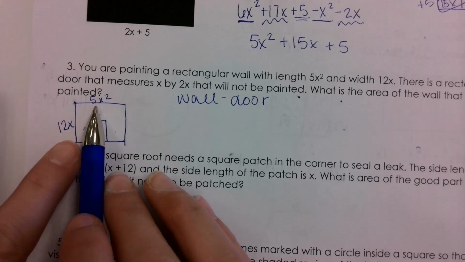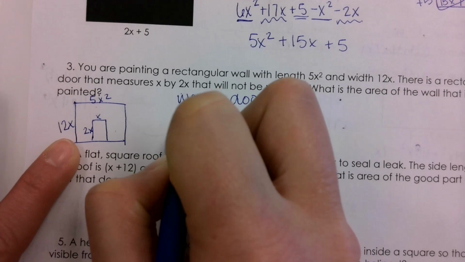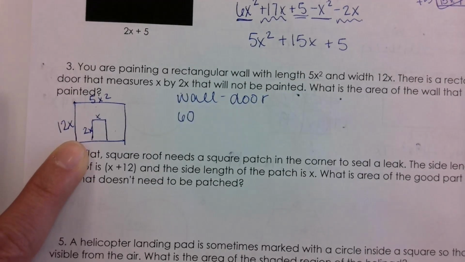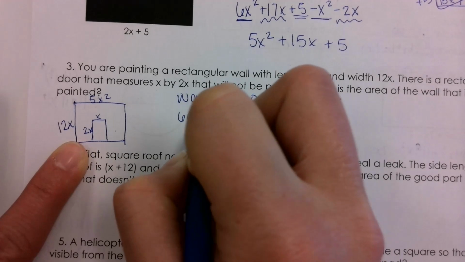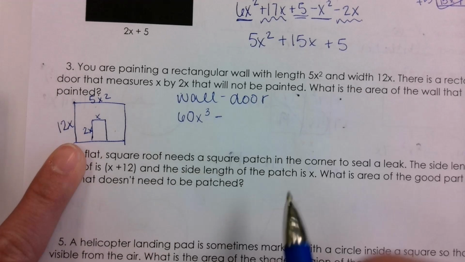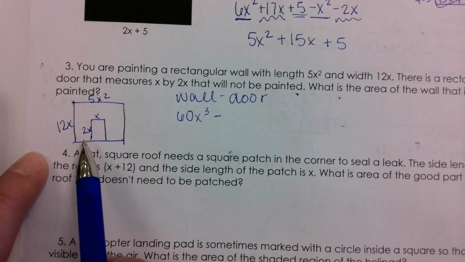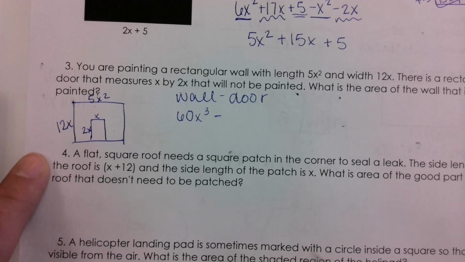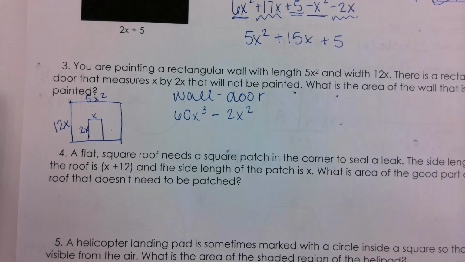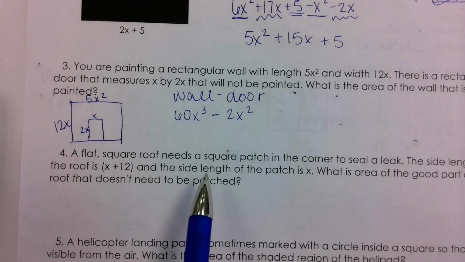12x times 5x squared. So what is 12 times 5? 60. X squared times x is x cubed. And we're going to subtract the door. How would we find the area of the door? 2x times x. What is that? 2x squared. Is there anything else we can do with that? Any terms we can combine? Nope, so we're all done. That's your final answer.